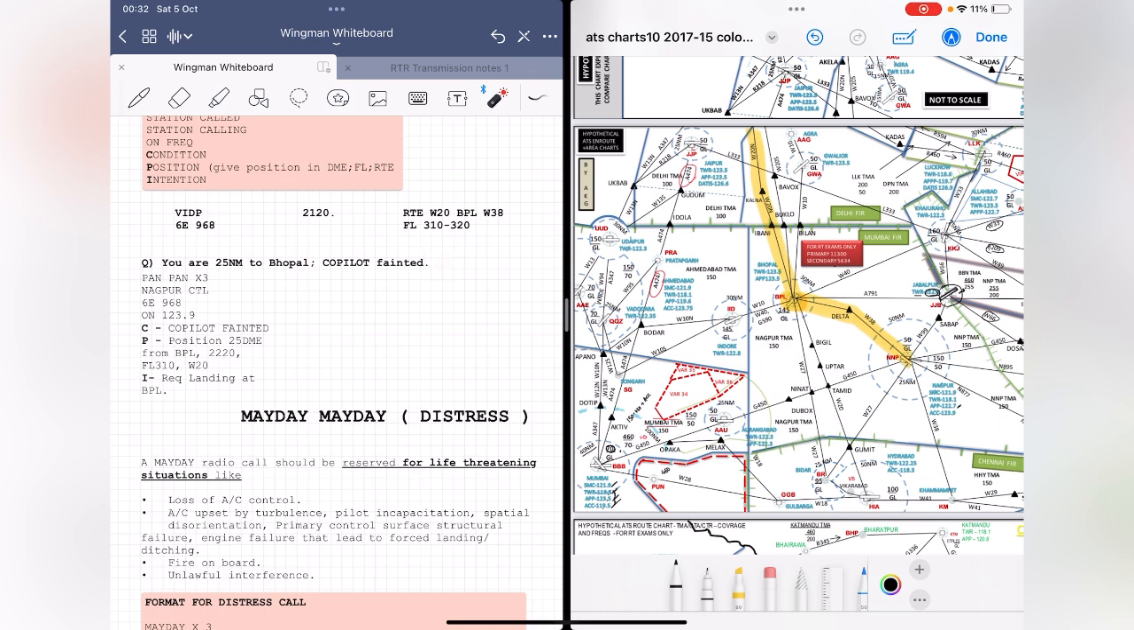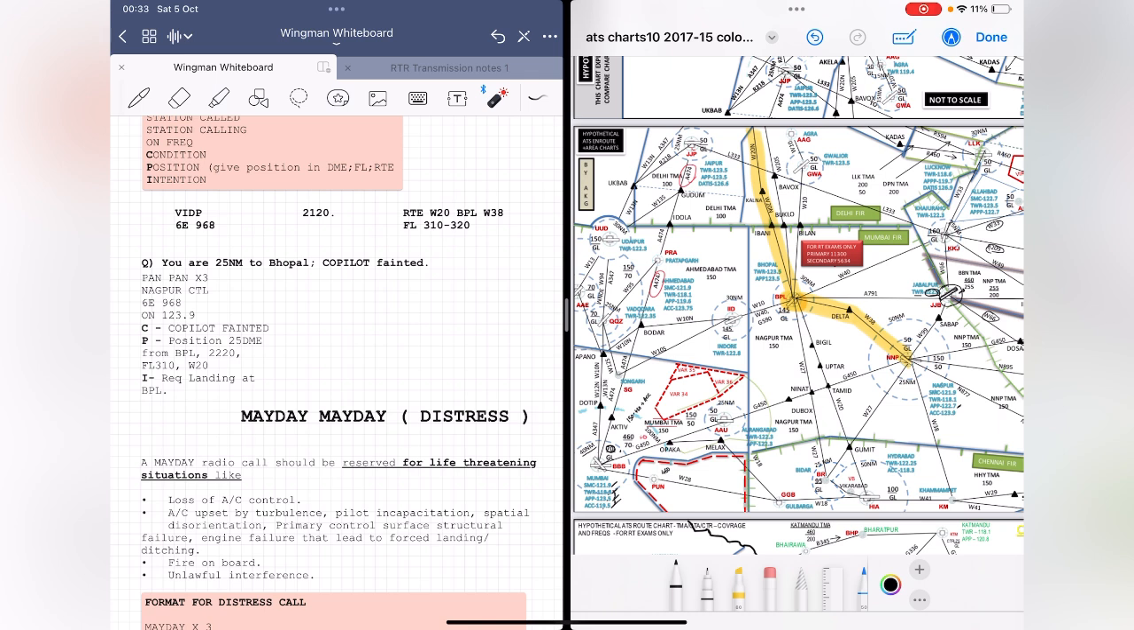Now, if the co-pilot has fainted, he's not died, he's not suffering, he's not having an attack of fits, he's not having a heart attack, he's fainted. There could be multiple reasons why he could have fainted. So my first reaction wouldn't be to declare an emergency, because this is a situation that is not immediately going to put us in danger.